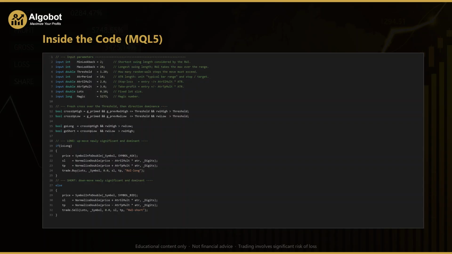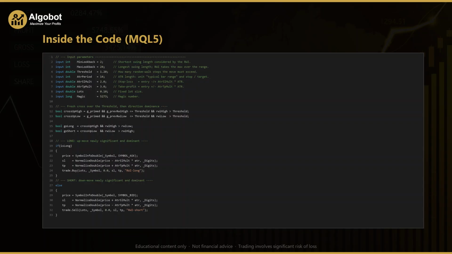Threshold, set to 1.20, is the significance level a reading must exceed. ATR period is 14, the length used both as the typical bar range and for sizing the stop and target. AtrSL multiple and AtrTp multiple are the stop and target multipliers, 2 and 3. Lots is the fixed trade size, and magic tags the EA zone positions.